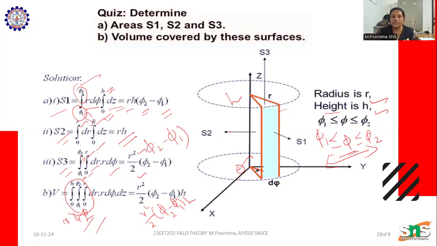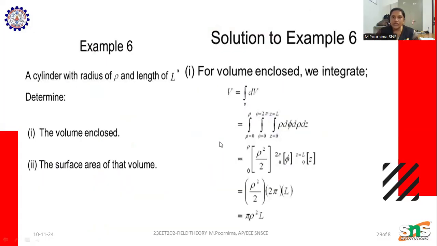Next we are going with a problem. The problem is a cylinder with radius rho and length L. Determine the volume enclosed and the surface area of the volume.